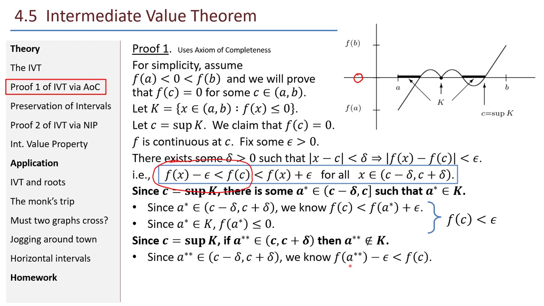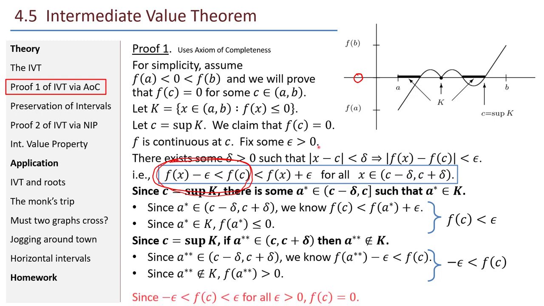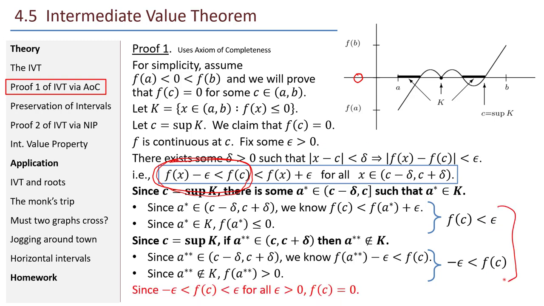F of A double star is minus epsilon is less than F of C, again using the material in the blue box. Now, since A double star is not in K, I know that F of A double star has to be greater than 0. And once again, I can put these two sentences together and find that negative epsilon is less than F of C.